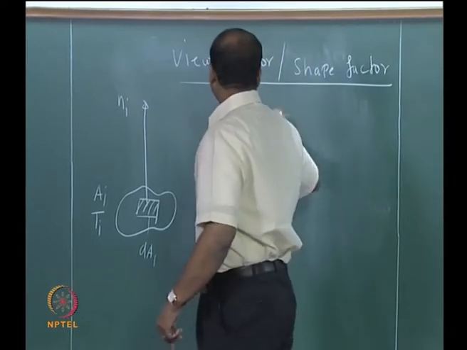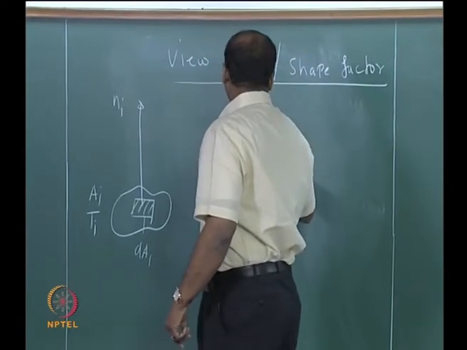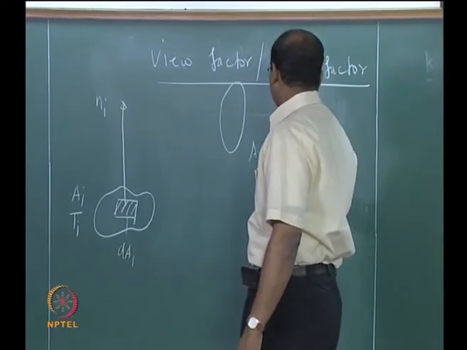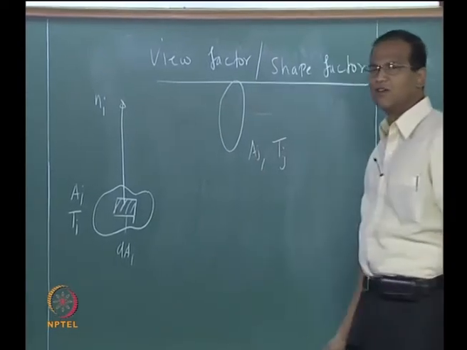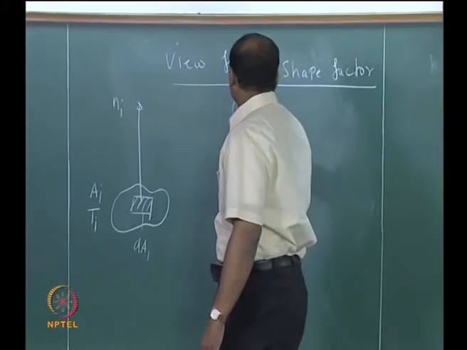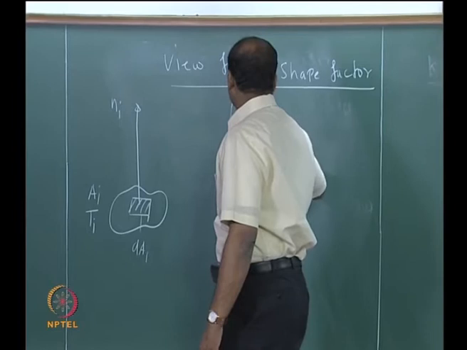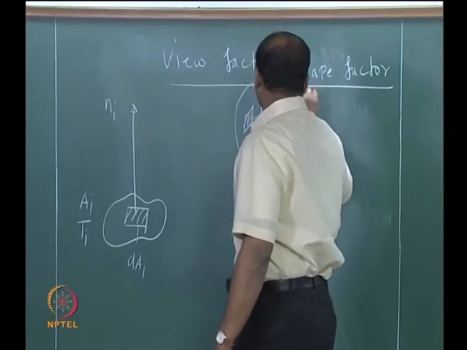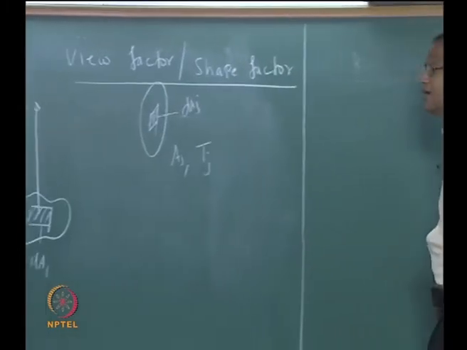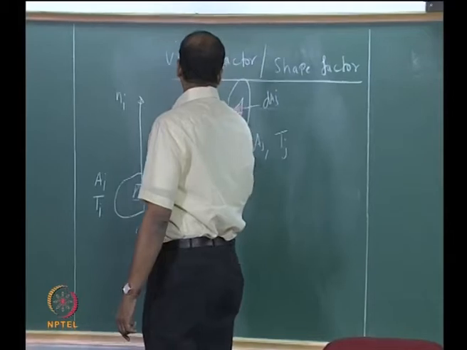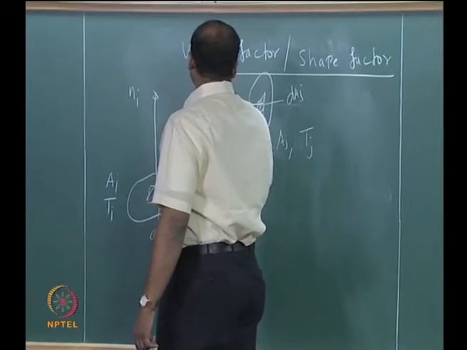There is one more surface, Aj. It has a temperature Tj. Do not worry about emissivity now. I am taking an elemental area dAj, and the unit vector is Nj.